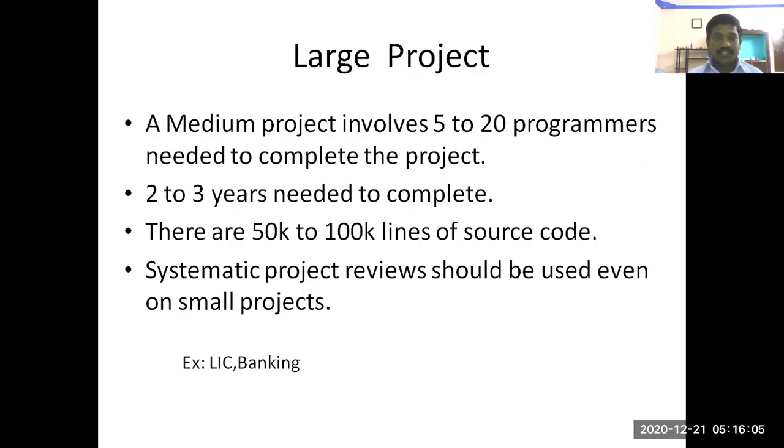Then a large project involves 5 to 20 programmers to complete the project. 2 to 3 years are needed to complete the project. There are 50K to 100K lines of source code needed to complete the project. Systematic project reviews should be used even for a large project. An example for a large project is LIC and banking systems.